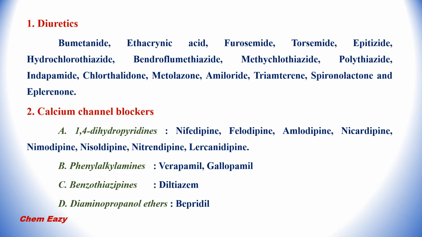These calcium channel blockers are again subdivided into four categories. First one is 1,4-DHP, that is 1,4-dihydropyridines. Drugs under this subclass are nifedipine, felodipine, amlodipine, nicardipine, nimodipine, nisoldipine, nitrendipine, and lercanidipine. Second subclass is phenylalkylamines. Drugs are verapamil and gallopamil. Third one is benzothiazepines. Under this, the drug name is diltiazem. And fourth subclass is diaminopropanol ethers. Under this, the drug is bepridil.